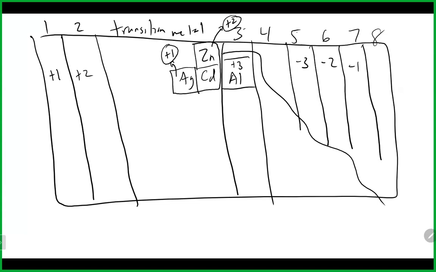Transition metals, if you also remember what we talked about with periodic trends and electron configuration, can have upwards of 12 valence electrons, right? Because they have the S's and the D's that they can use.